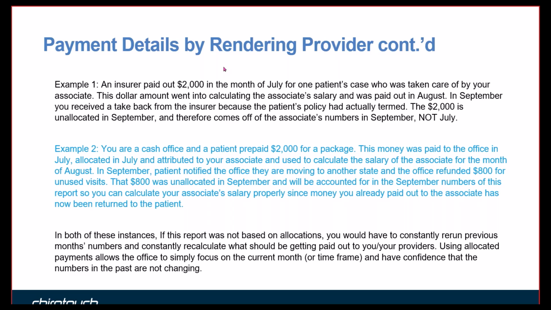Using the allocated payments allows us to create a report for you so that you only have to focus on running that current month's numbers or time frame, because I know some people don't run on the calendar month. You might run the 5th to the 5th or whatever it is. But this way you can have confidence that the numbers that you're using to calculate in the past are not changing. So I hope that makes sense.